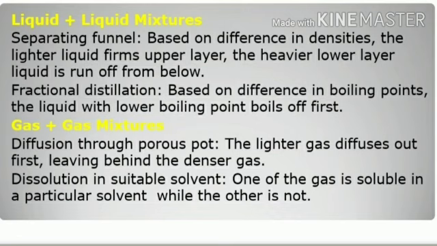Now, the preferential liquefaction technique is used if certain gases are easily liquefied. And finally, the fractional evaporation of the liquefied mixture is used if the liquefied gas components have different boiling points. For example, liquid nitrogen at minus 196 degrees Celsius and liquid oxygen at minus 183 degrees Celsius, so that liquid nitrogen can vaporize first.